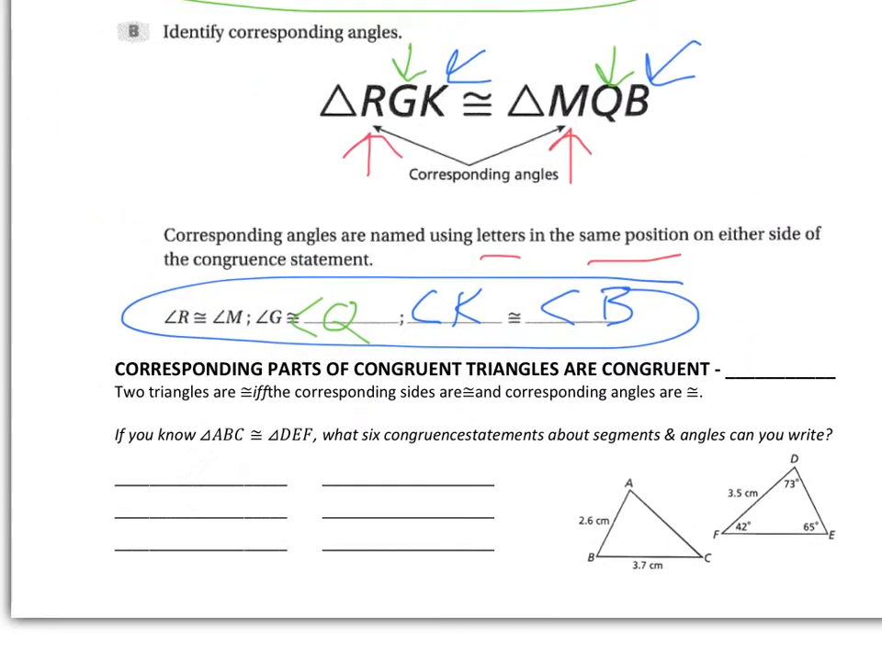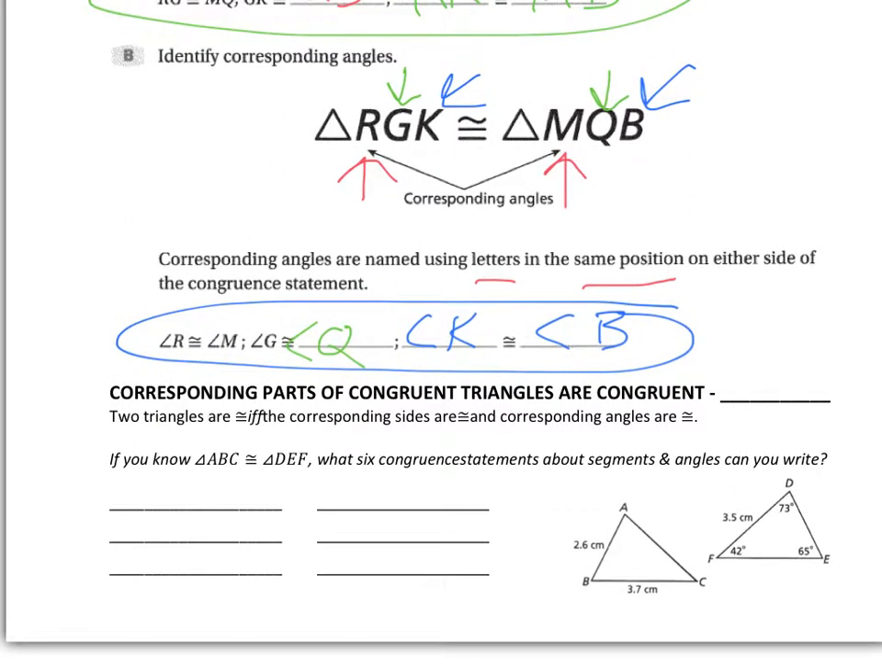Okay, so let's look at this. We're going to look at this triangle. One thing that we use in proofs is this phrase right here: corresponding parts of congruent triangles are congruent. It's a lot of writing, so we will see that abbreviated as CPCTC. Corresponding parts of congruent triangles are congruent. So when you see that abbreviation, that's what it means.